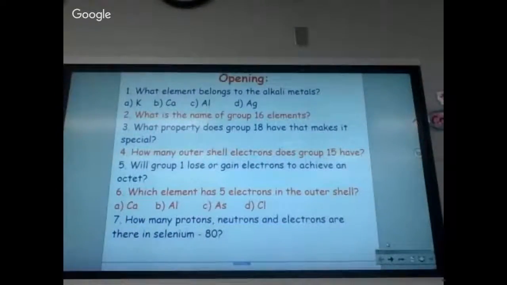Right, so you got a periodic table handy, you can see. All right, so which element belongs to the alkali metals? Out of those four, which one belongs in the alkali metals? This would be a typical state test question.